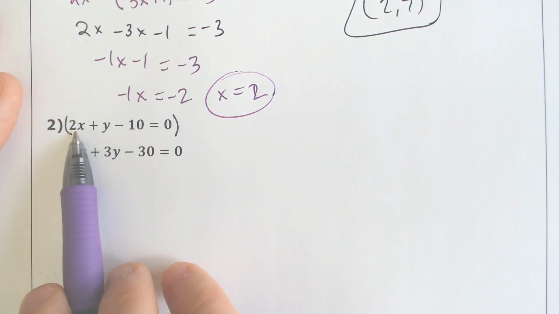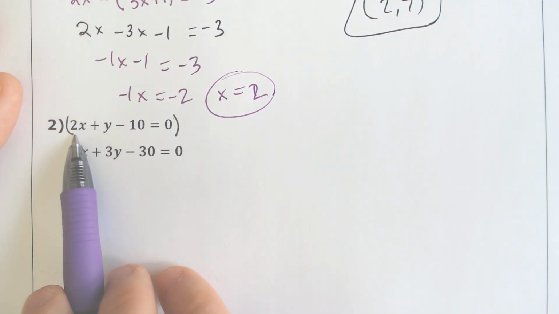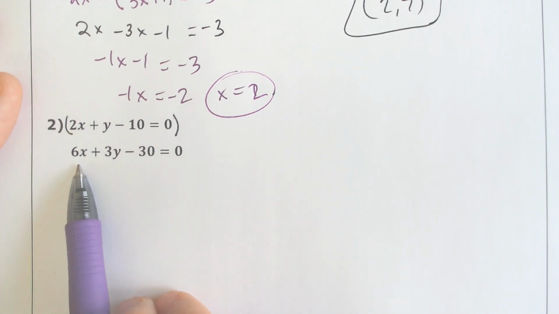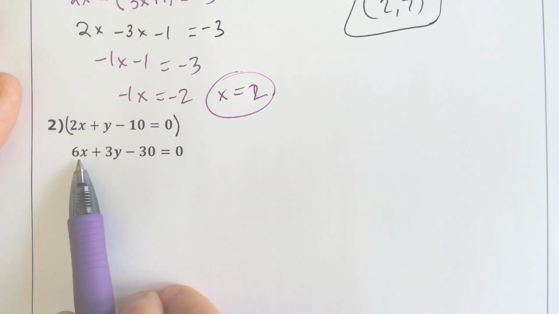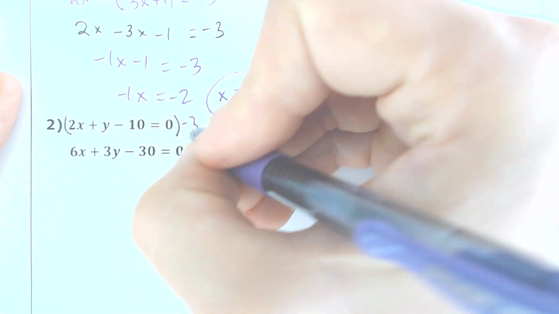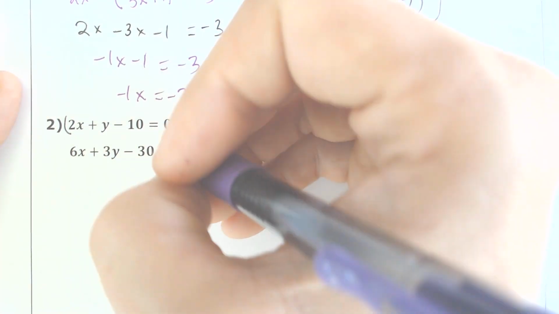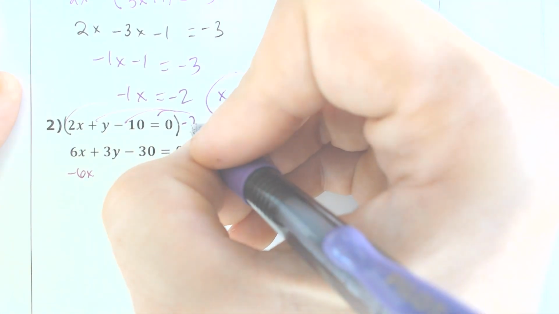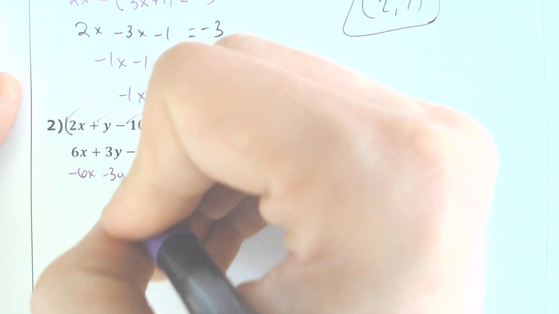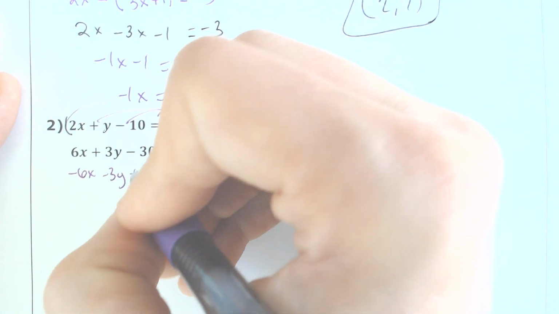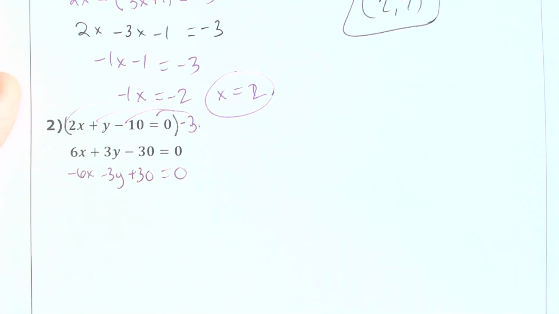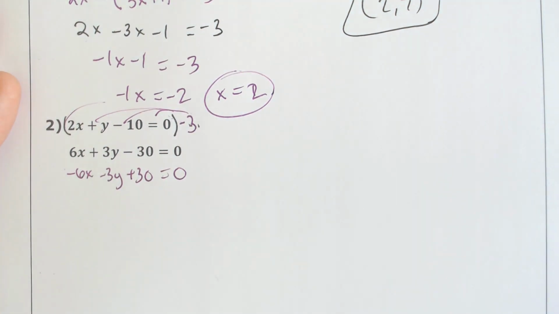If I wanted to get the x's to go away, this 2x would need to be a -6x to be able to eliminate with the +6x. So I'm going to have to multiply by -3. And if I do that, I'm going to rewrite that equation right underneath here. I'm going to distribute everything. We got -3 times 2x, which is -6x. We got -3 times y, which is -3y. We got -3 times -10, which is +30, is equal to 0, because -3 times 0 is 0.